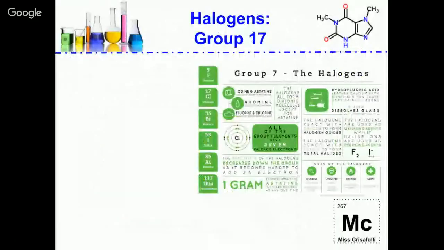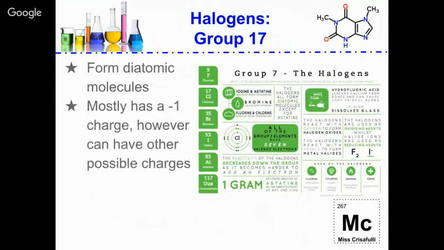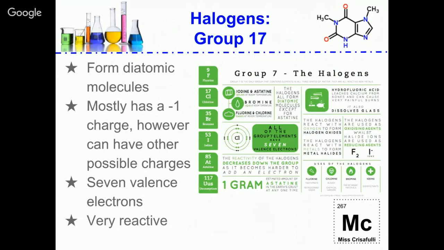The halogens are group 17. They form diatomic molecules. They mostly have a -1 charge. However, they can have other possible charges. And they have 7 valence electrons, and they are very reactive.